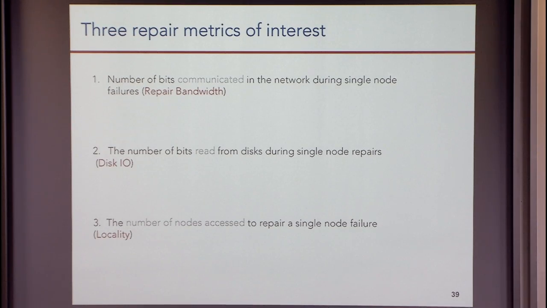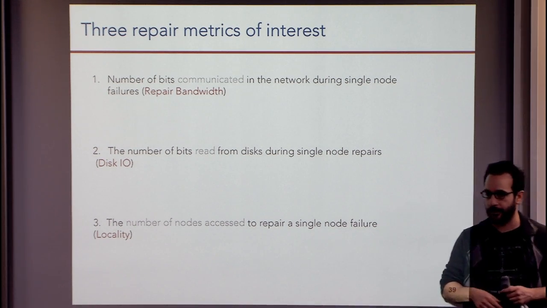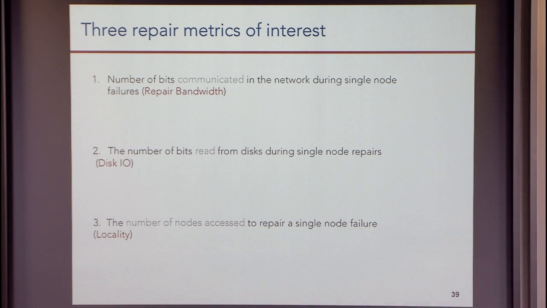Now, the last thing is for tomorrow's lecture. Everything I said so far was on the number of bits that are communicated in the network during a single failure. That's called repair bandwidth. There are these two other metrics that practitioners tell me are important. One of them is the number of bits that you read from the disks during repair, which can be different. And the other one is the number of nodes that you access to repair. That's called locality. That's the previous tutorial.